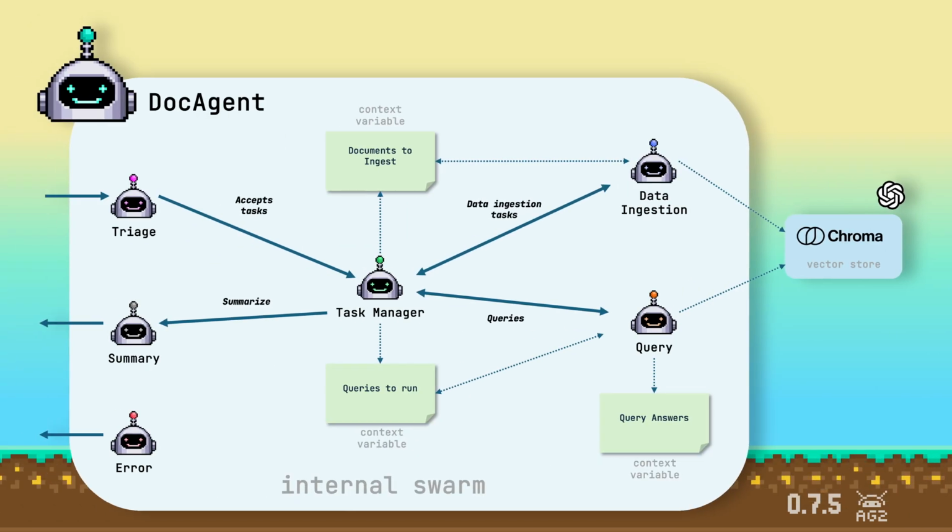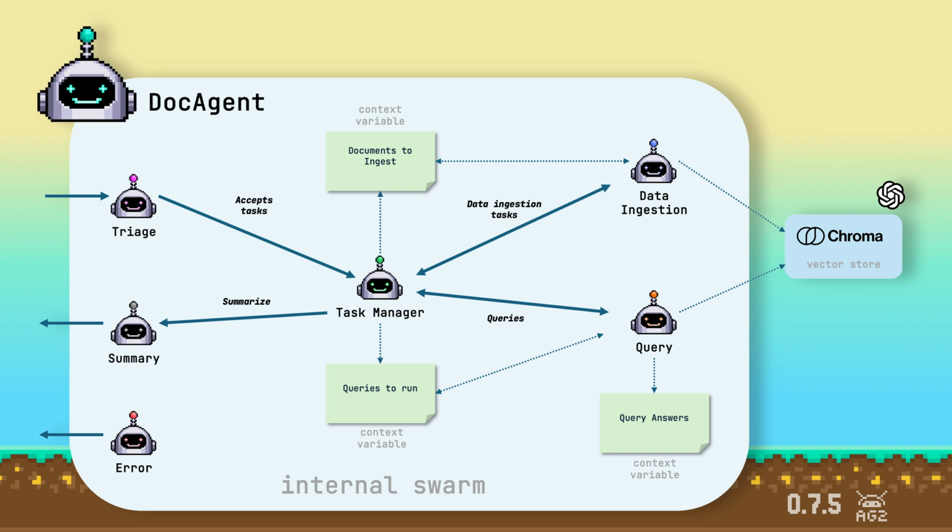Before we jump into the code, let's have a quick run through the doc agent's internal swarm. Inside the doc agent, we have six agents. A triage agent handles the incoming request, passing it to the task manager agent. The task manager initiates a task, breaking it up into ingestions and queries. Ingestions are done by the data ingest agent, and the query agent handles queries against the vector store, which is Chroma. Embedding and queries both use OpenAI's GPT-4o model.